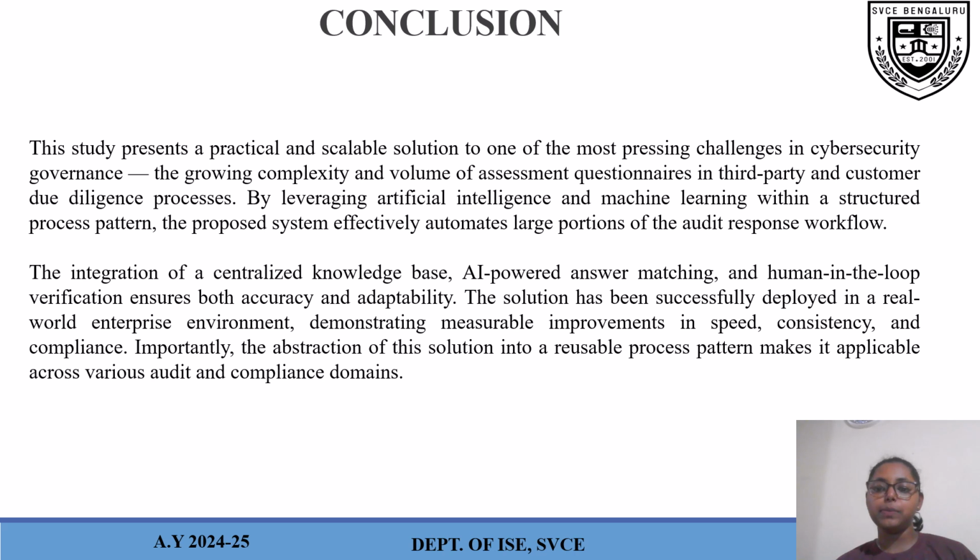The solution has been successfully deployed in a real-world enterprise environment, demonstrating measurable improvements in speed, consistency, and compliance. Importantly, the abstraction of this solution into reusable process patterns makes it applicable across various audit and compliance domains.